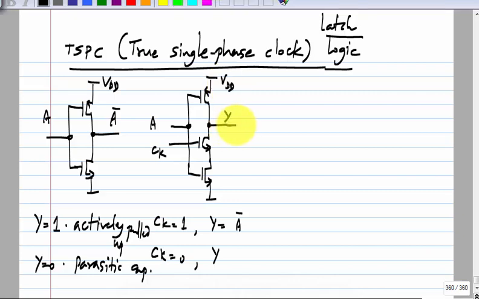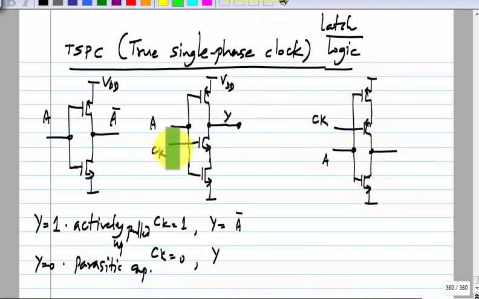By the way, there is the opposite polarity counterpart, where you take this, then you have a PMOS. This way, basically, the clock phase is reversed. This is clock bar. In this case, whatever was happening with clock equal to 1 here will happen with clock equal to 0. That's all. That's just a simple model.